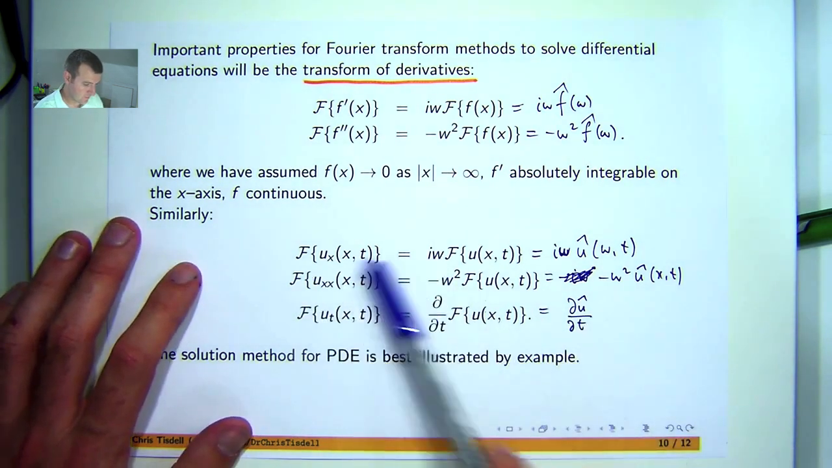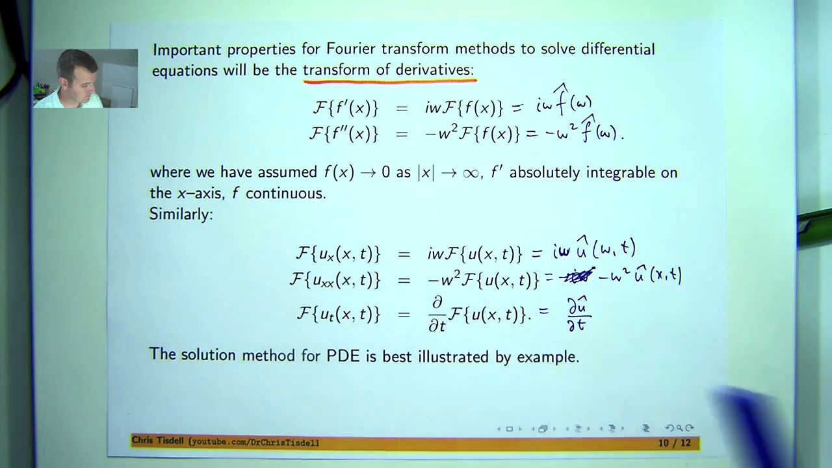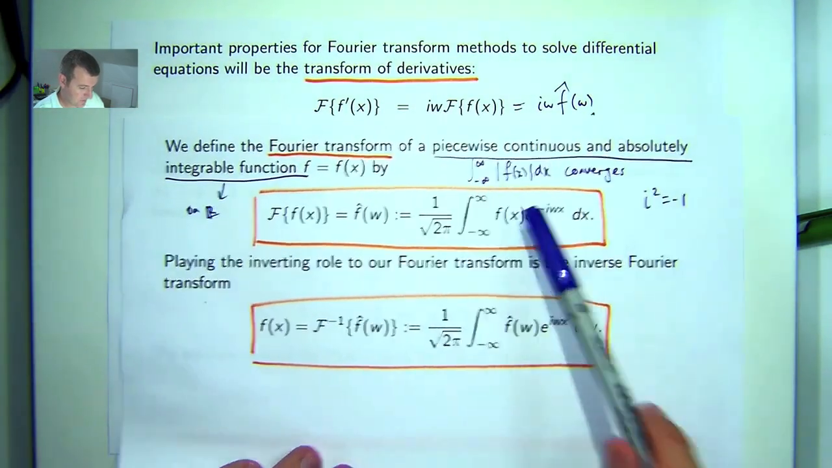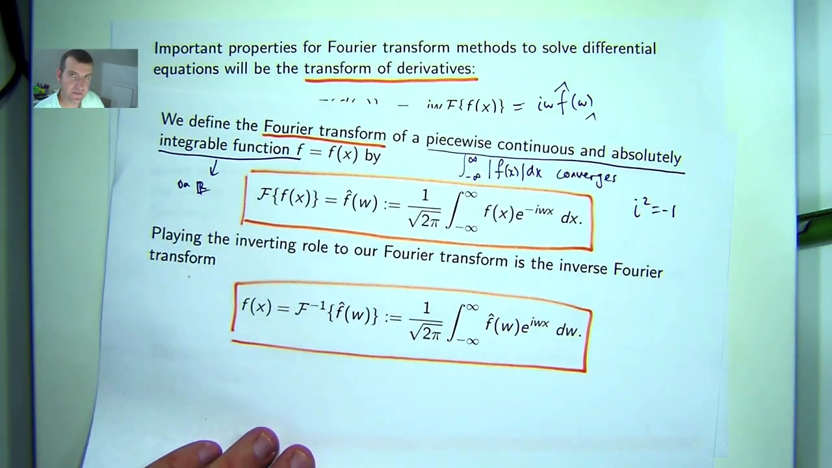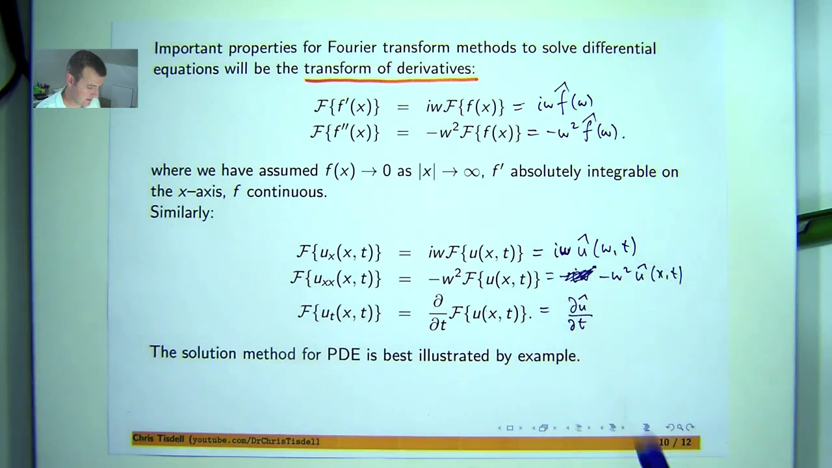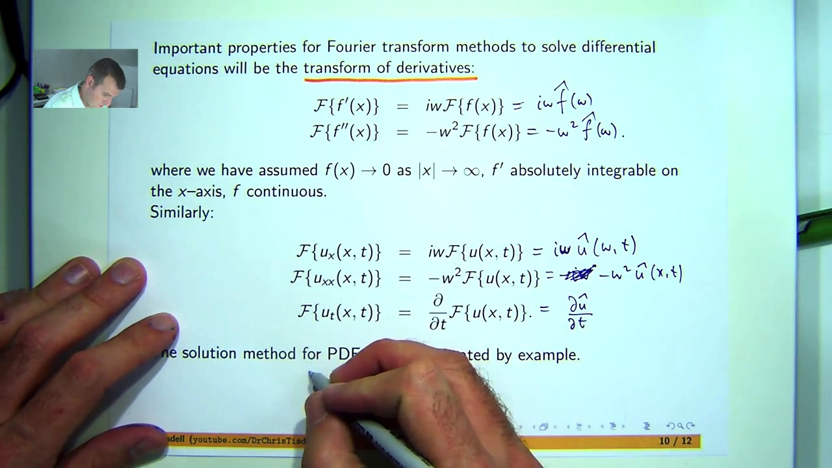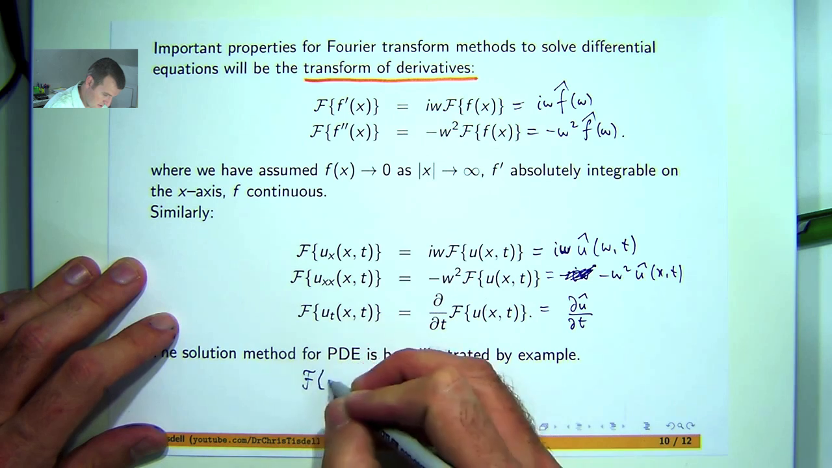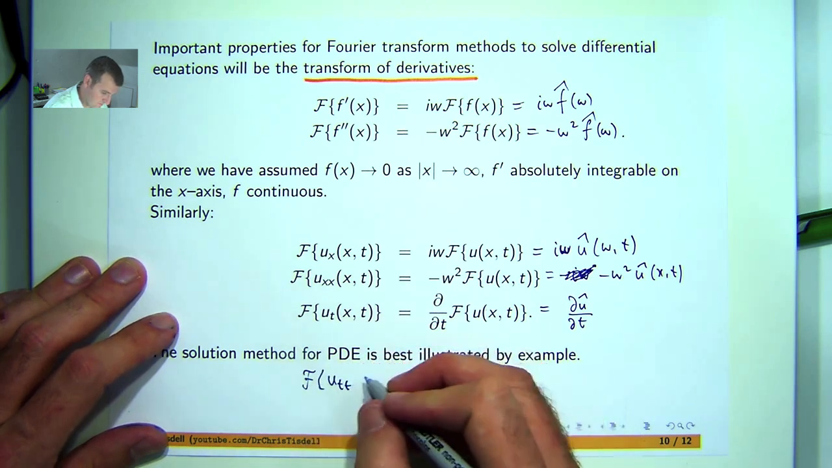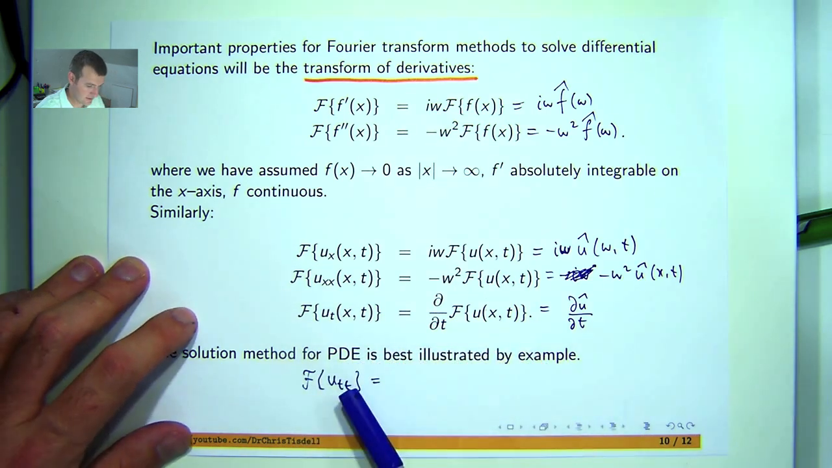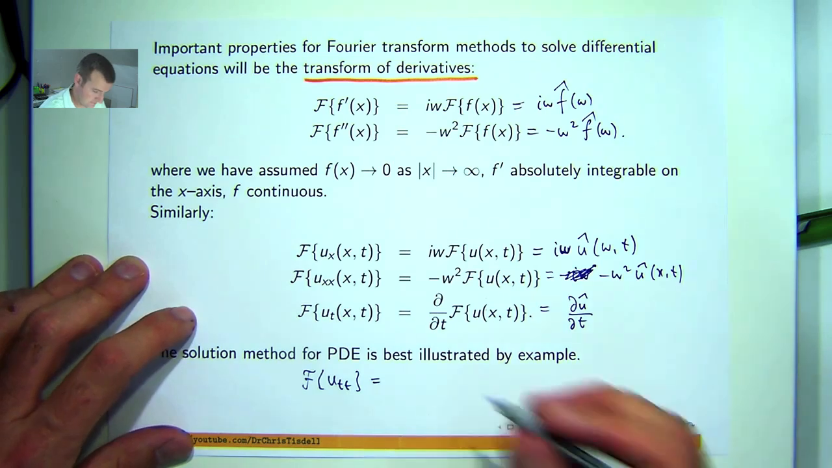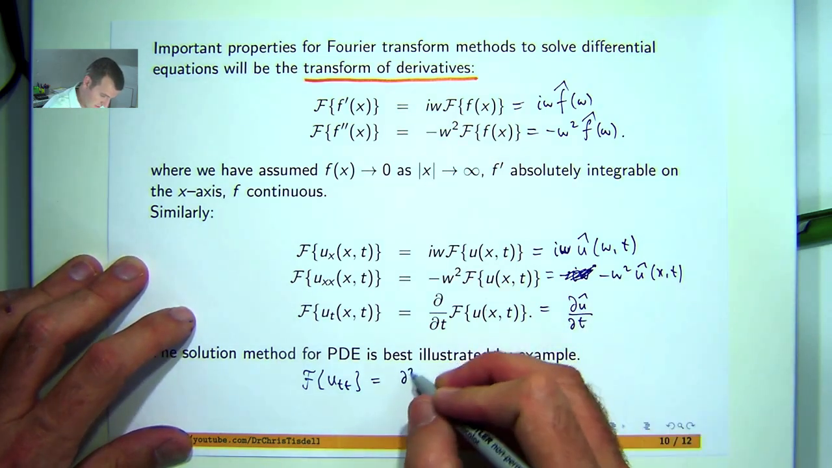Similarly with this one, you would plug it in there, you would integrate by parts twice, okay? And you would come up with that. Now, if I was taking, say, the transform of a second derivative with respect to t, so I'm transforming with respect to x here, you would just have a second derivative here.